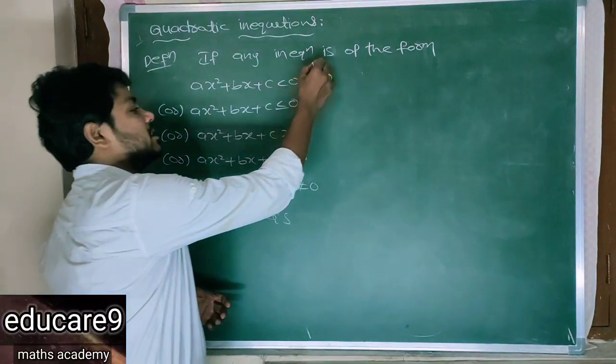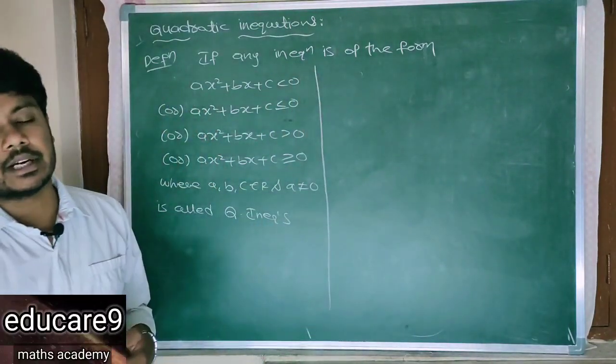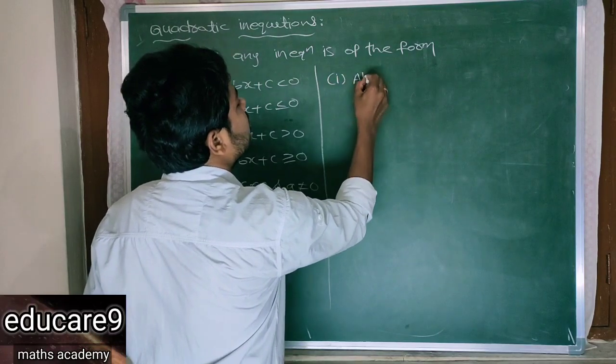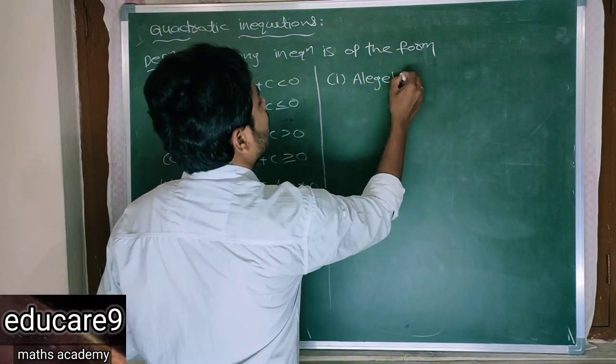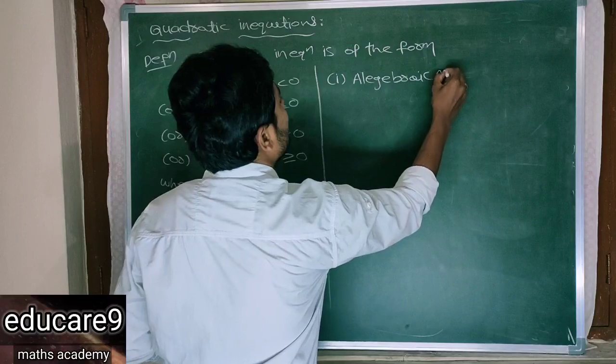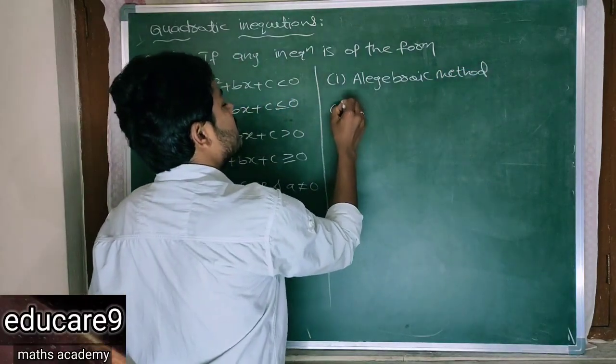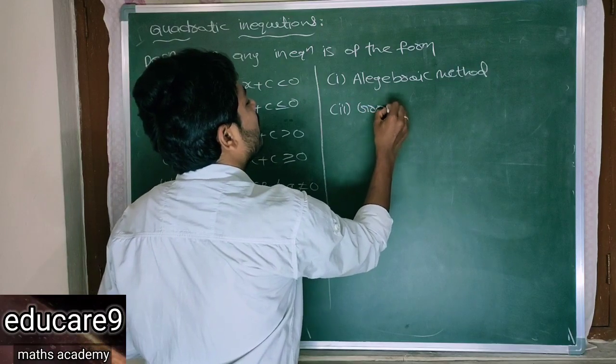So these inequations consist of two methods. The first method is the algebraic method, and the second method is the graphical method.